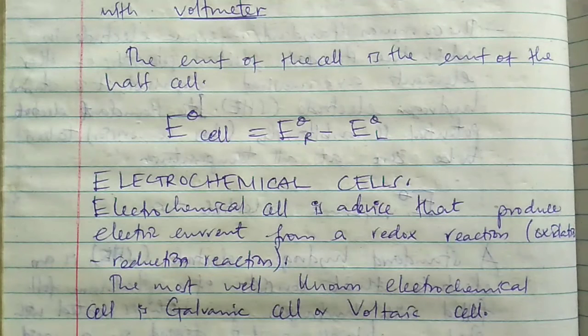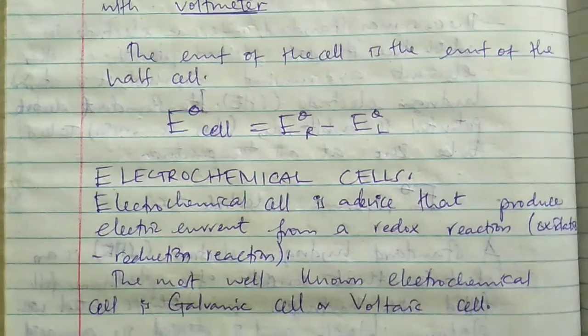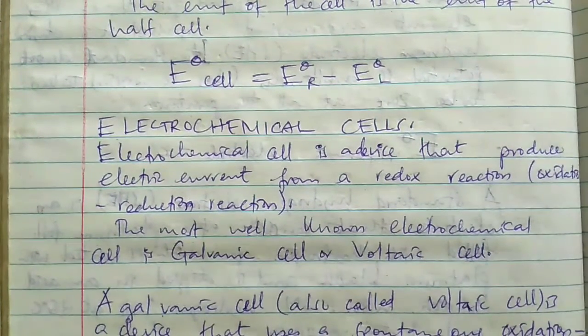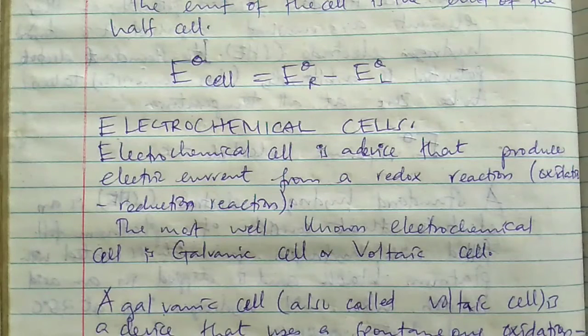Welcome back, friends. In the previous session, we discussed the concept of standard electrode potential, and in this session, we are going to discuss electrochemical cells. An electrochemical cell is a device that produces electric current from a redox reaction, an oxidation-reduction reaction. So it produces electric current or EMF from a redox reaction.